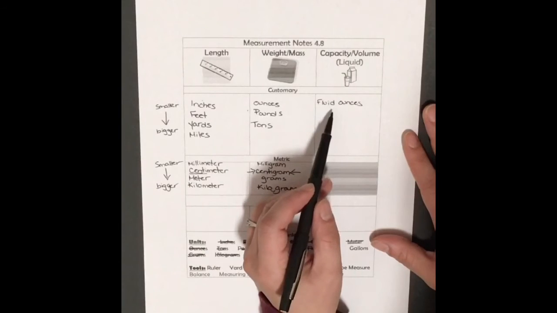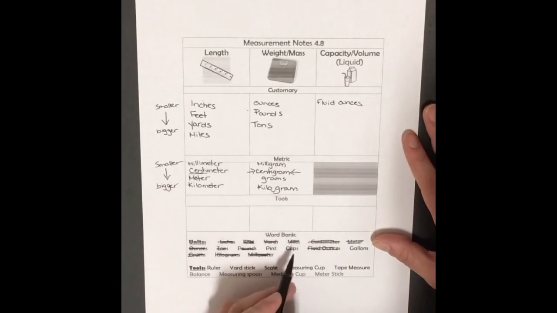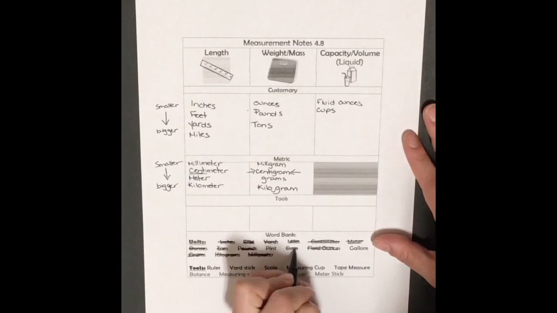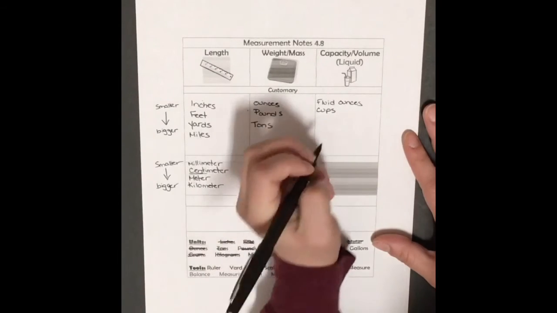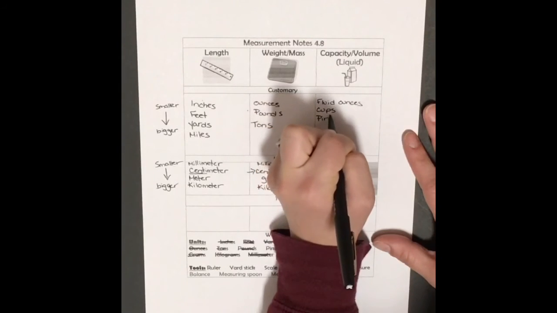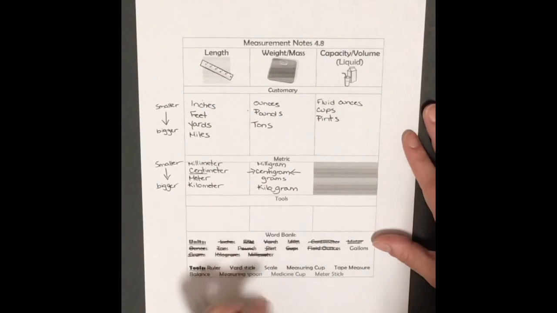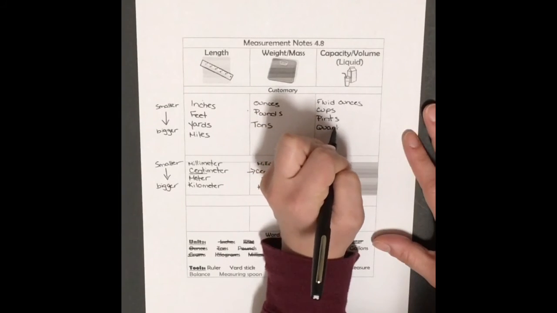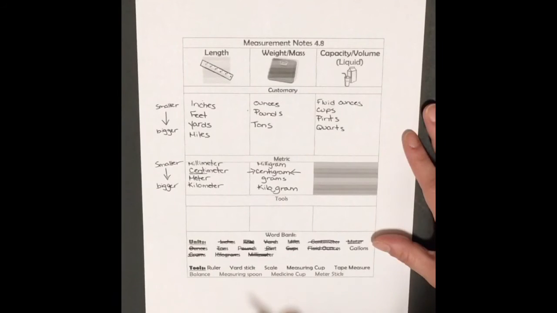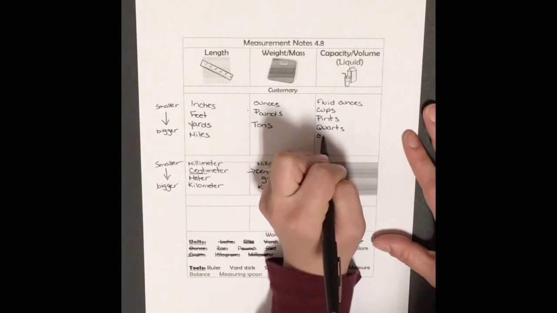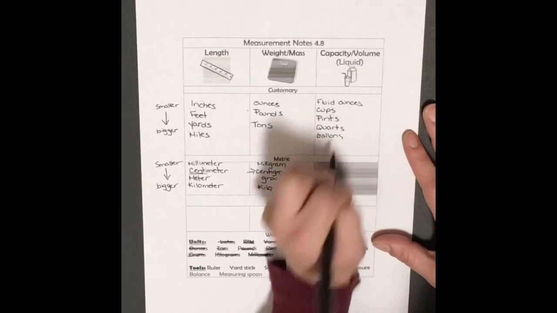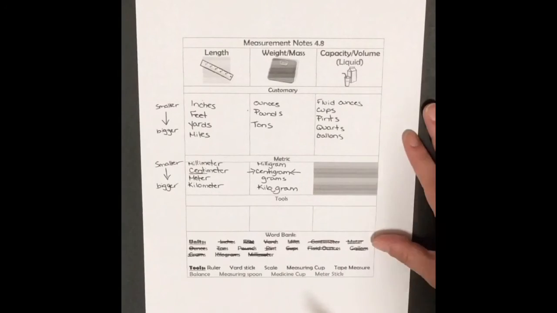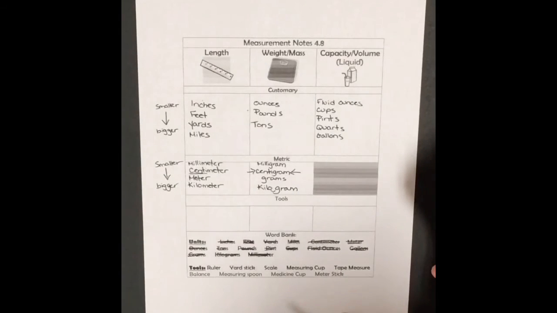So we've got fluid ounces, and then we've got cups. And we have pints. It's not on here, but we also have quarts. And then we have gallons. And again, I kept that from going smallest to largest, so you can have that listed appropriately.